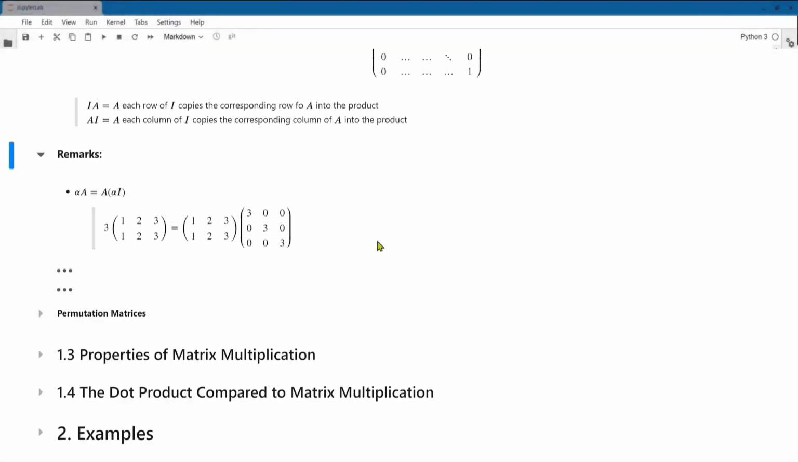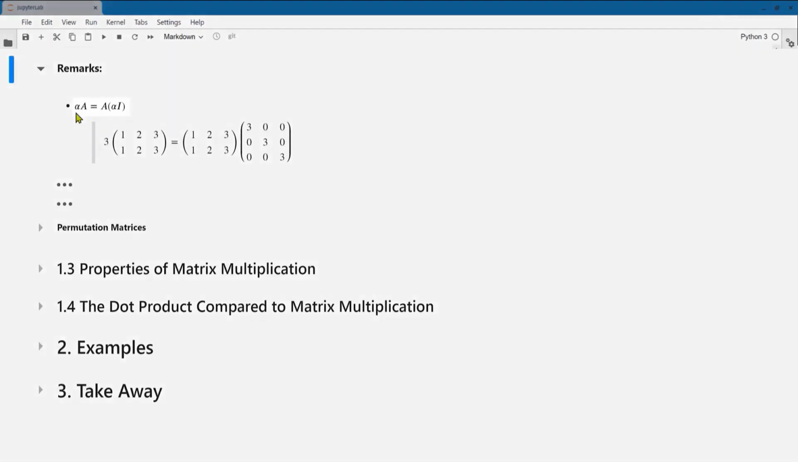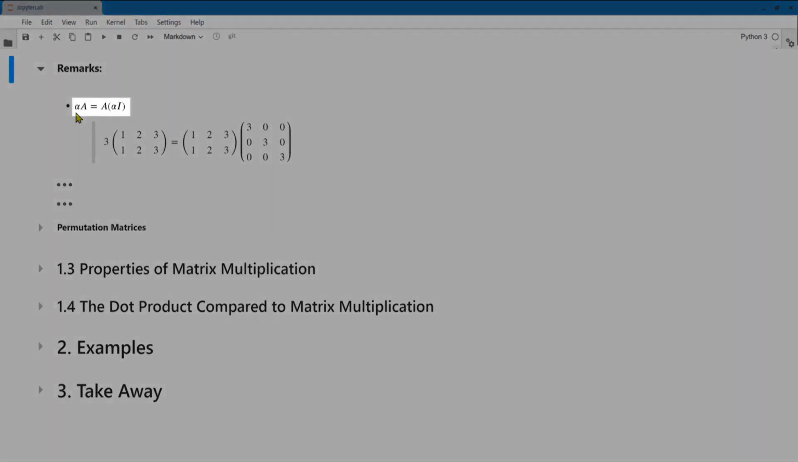A remark that's in order here is if I take the scalar product alpha times A, I can also write that as a matrix product. I can simply write A as A times I and push the alpha into the I. So 3 times the matrix A is equal to that matrix A times I with the 3 multiplied in. When you multiply that out, you get the same result on both sides.